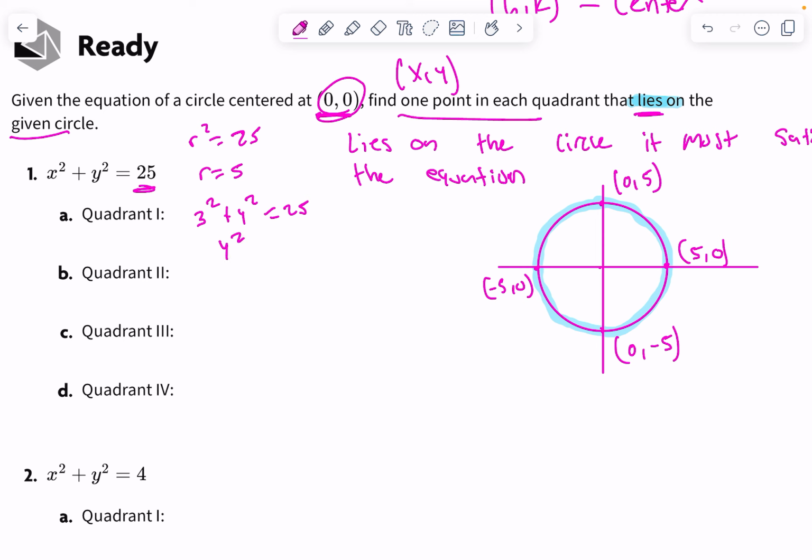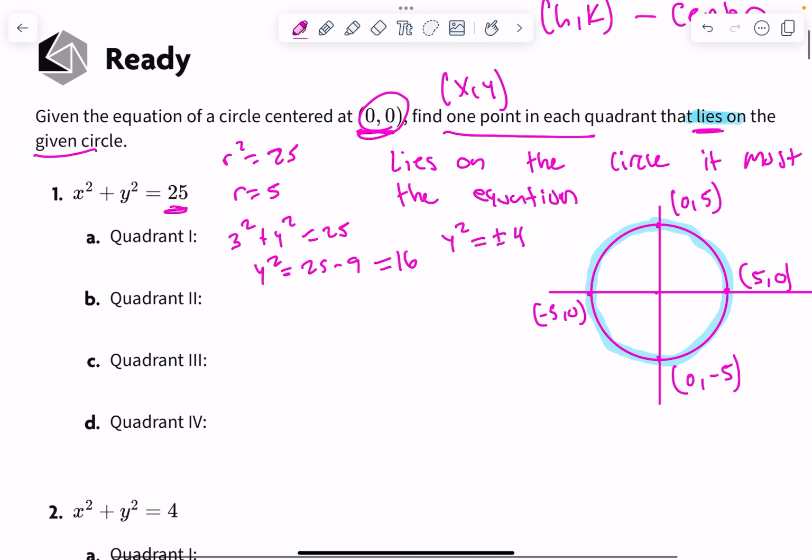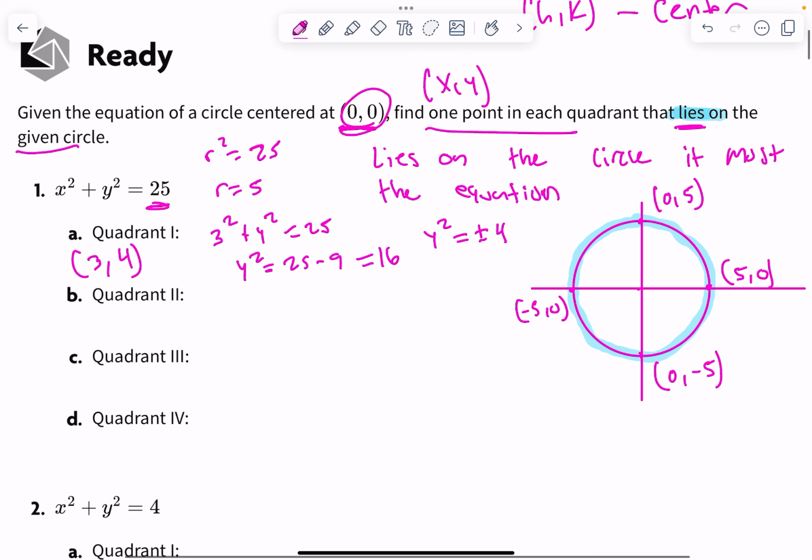So then I get that y squared here is 25 minus 9, which is equal to 16. So then y is equal to plus and minus 4. Now in quadrant 1, my y is positive. So my point here should be 3, positive 4. So we'll put it at 3, 4. Let's just say that it's there. And I'll use a different point.